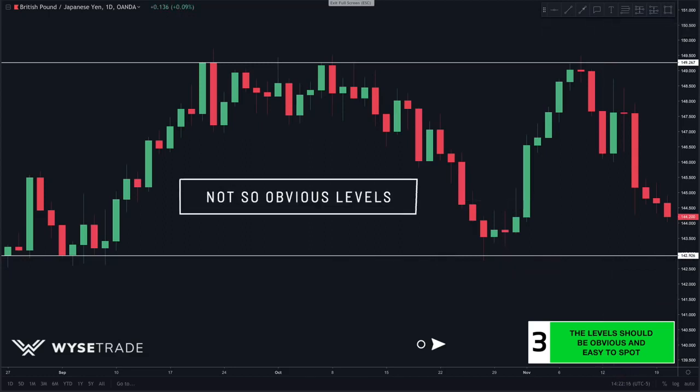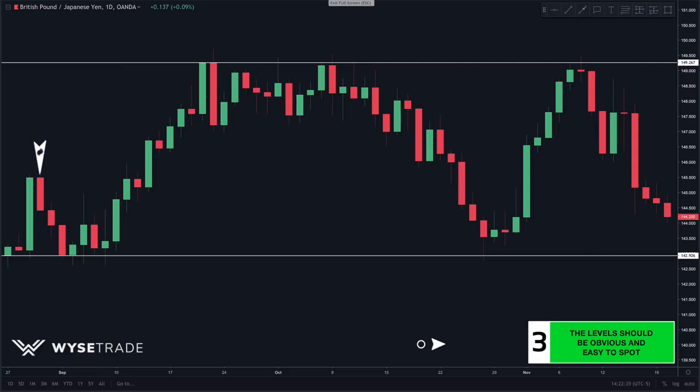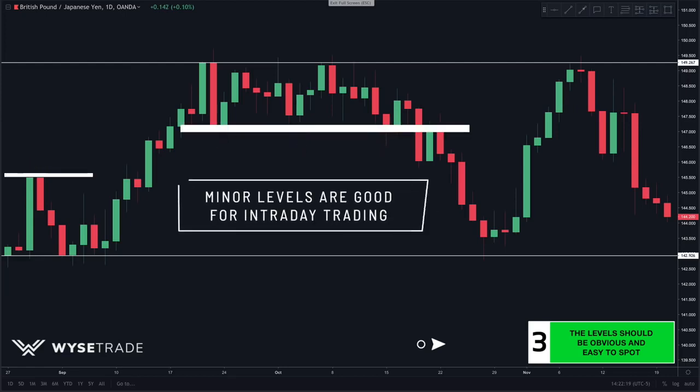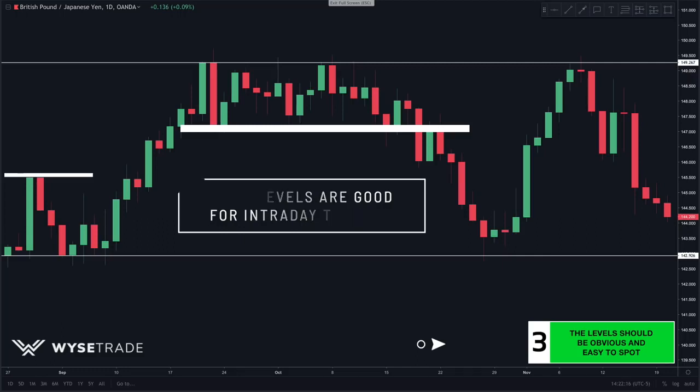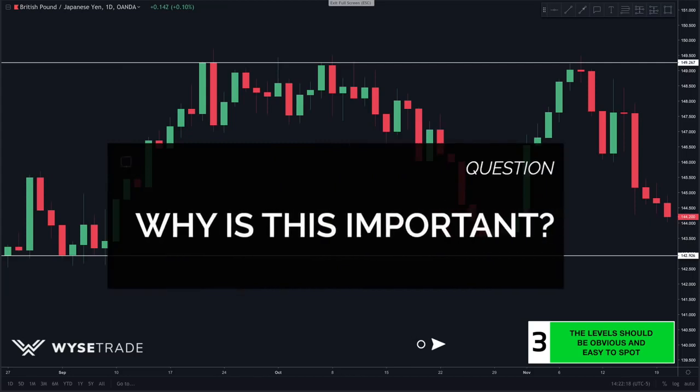In contrast, here are some minor levels that are not obvious. To the left, you have this minor level here that is not obvious. And then you have this next minor level here that is also not obvious. Minor levels are useful for intraday trading, which we will get into in a future video, but for now, focus on the obvious levels.